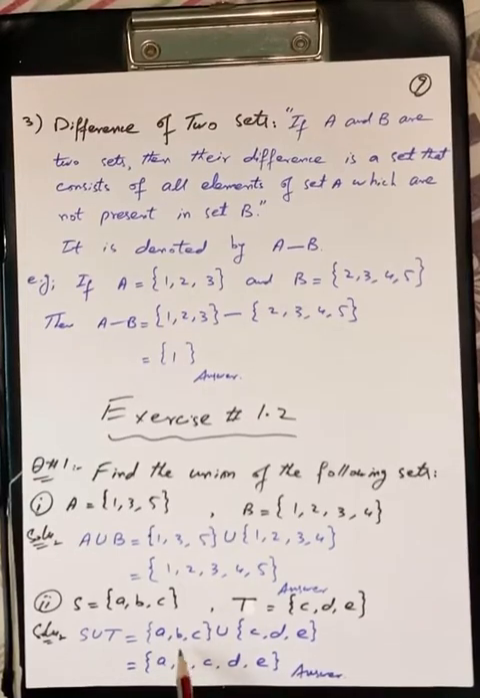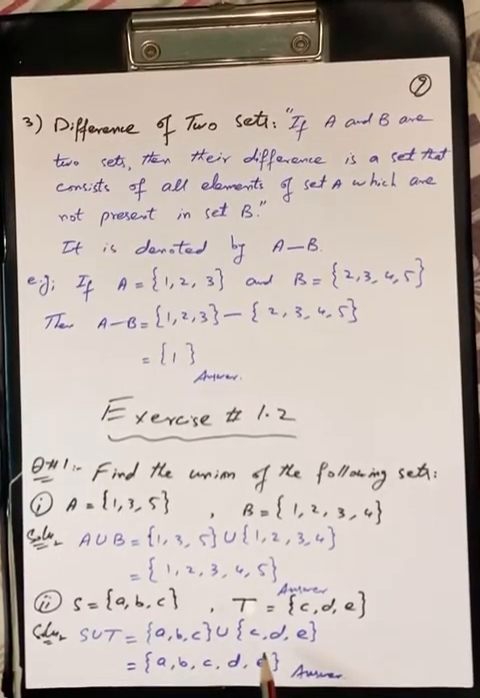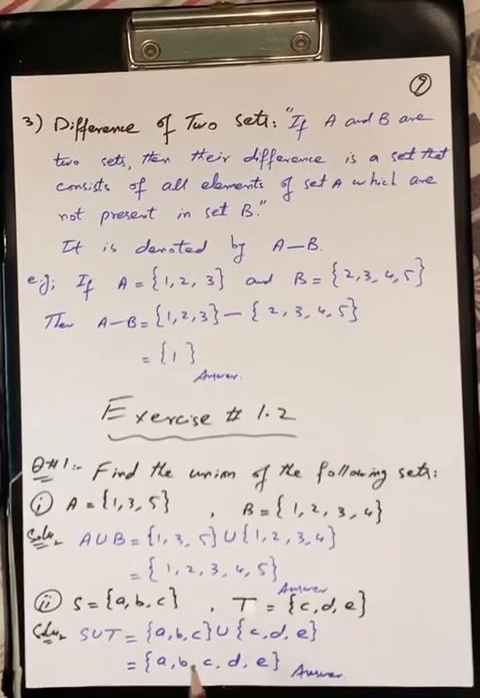So A, B, C. C comes in both, so we write it only once. C, D, E. Because it's union, it's not difference. It is union. Okay, beta? We write both sets' elements.